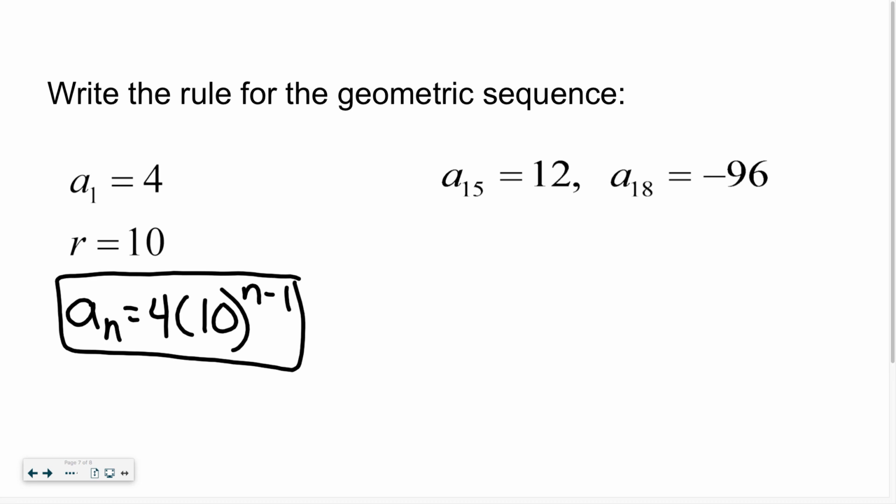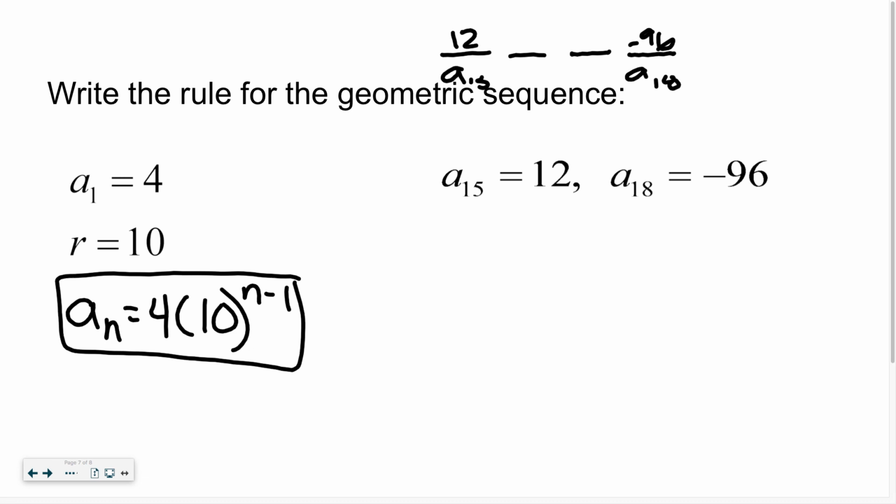Okay, this second one is the other one that we asked about on the homework for today, where you're given two different terms. So we're going to think similarly. Do you agree that in this sequence you have the 15th term, which is 12, and then there'd be the 16th, 17th, and 18th term, which is negative 96?